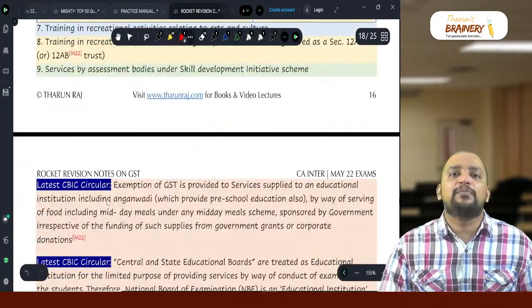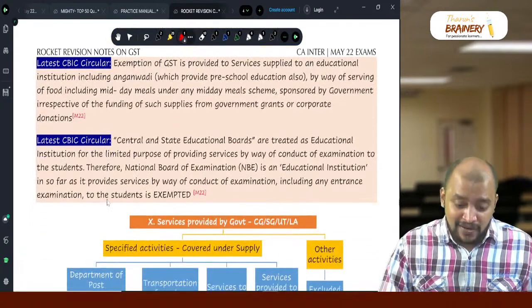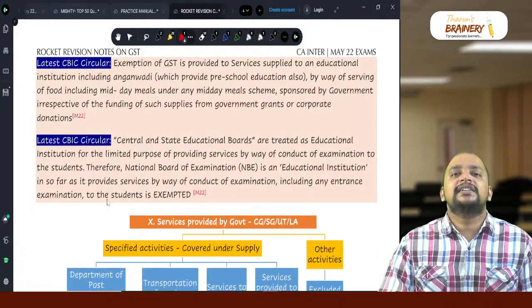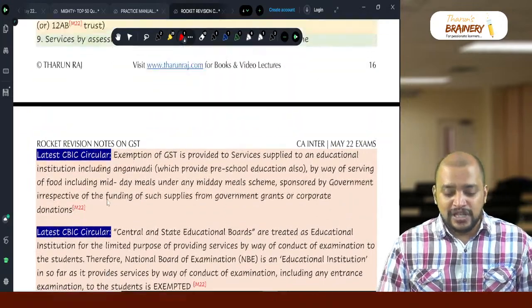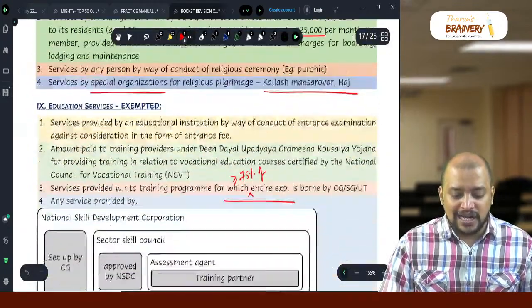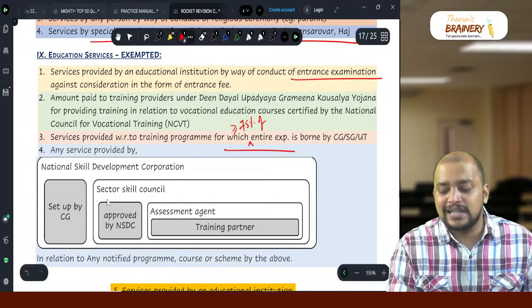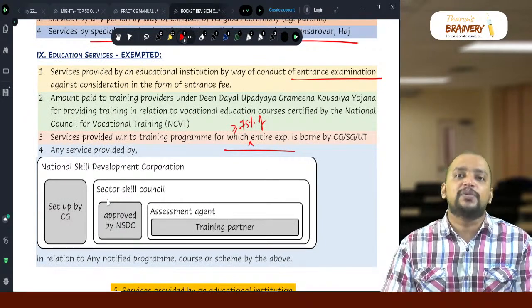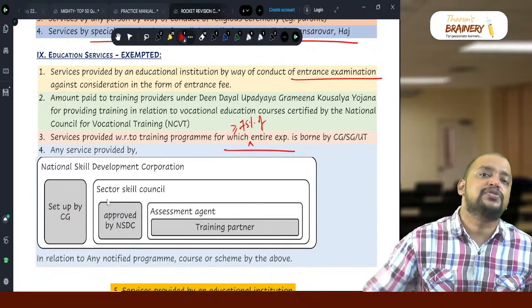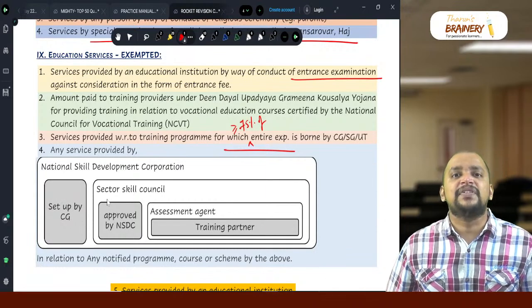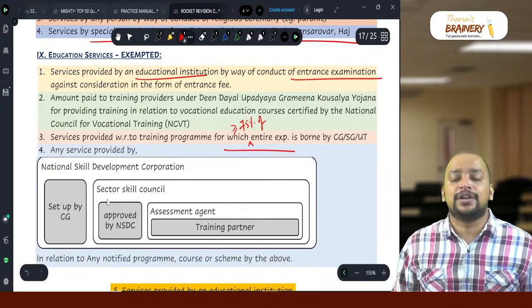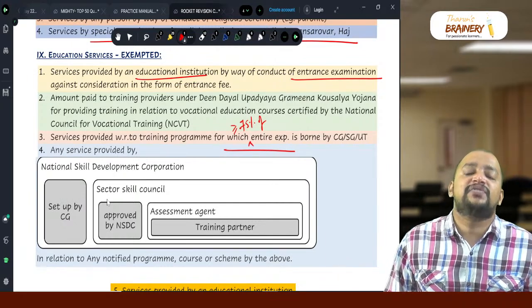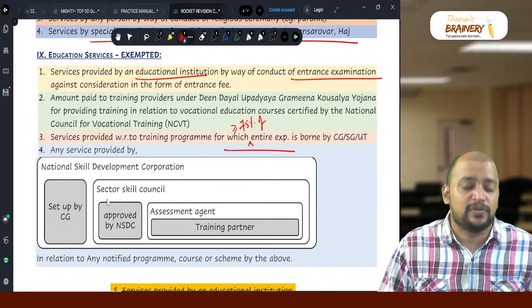Anganwadi schools, which basically provide daycare, are covered under category 1. So catering service provided to these Anganwadi schools is exempted. Then, there is an educational institution which will collect an entrance exam fee. That entrance exam fee is not collected from students, because only when they give admission will they become students. But this entrance exam fee collected will be exempted, provided it is an educational institution. A coaching center collecting fees for an entrance exam will not be exempted; that will be taxable.